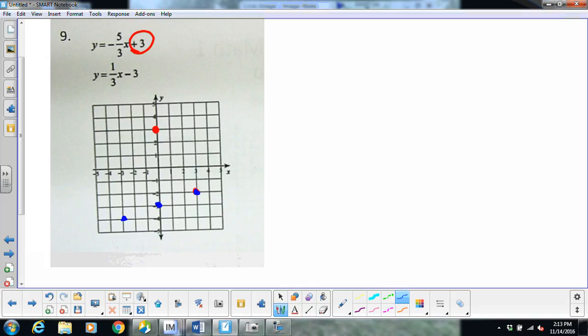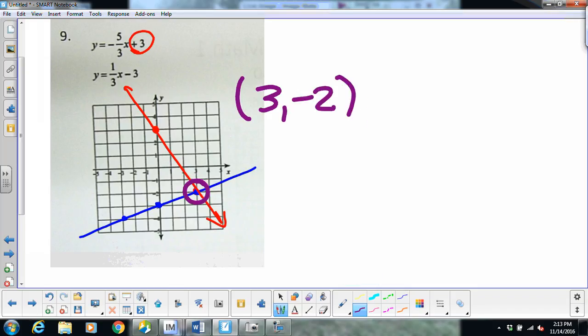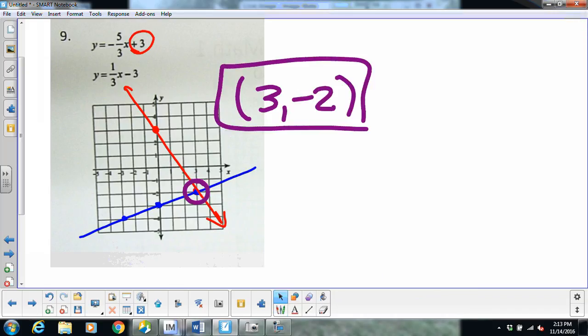And now you can see, now I can connect my dots, and you can see that right here is where they intersect, and that is the ordered pair 3, -2. So that's what you'll also be doing on problem number 11, I believe.